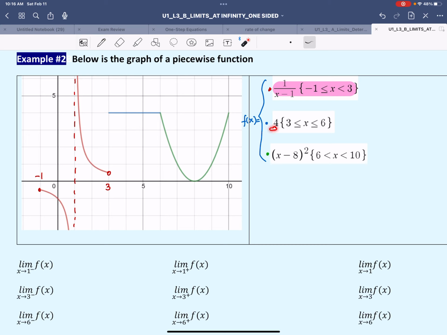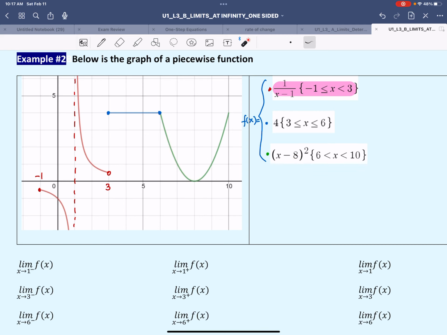That's y equals 4. Y equals 4 is a constant function, so that means a horizontal line. It starts at 3, ends at 6. Both 3 and 6 are included. So to indicate this, we are going to make the ends of the graph, or indicate them with a filled dot. And the last piece is the parabola x minus 2 squared, so this green graph, which will start at 6 and end at 10.